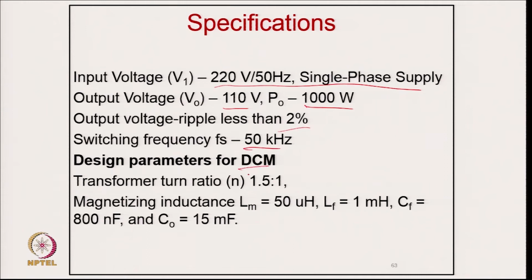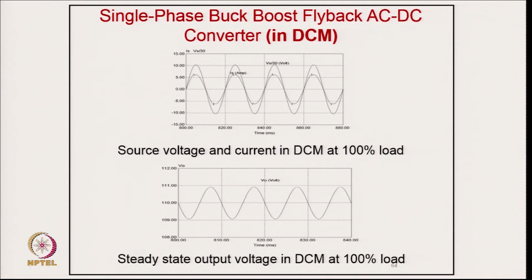First we go to, let us say, DCM. So, we can have a transformer turns ratio of 1.5 to 1, and the calculated design value LM is, because it is a DCM, we are keeping less than 50 microhenry, and your ripple filter is LF 1 millihenry and 8 nanofarad, and the output capacitor for typically 2% comes to 15 millifarad, and these are the typical results for DCM.